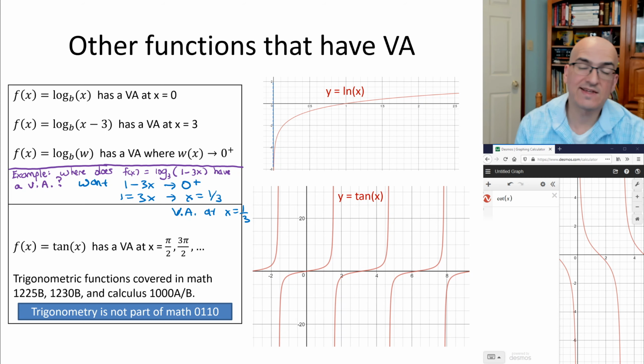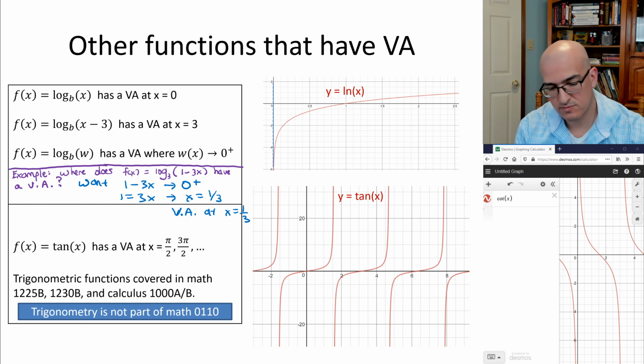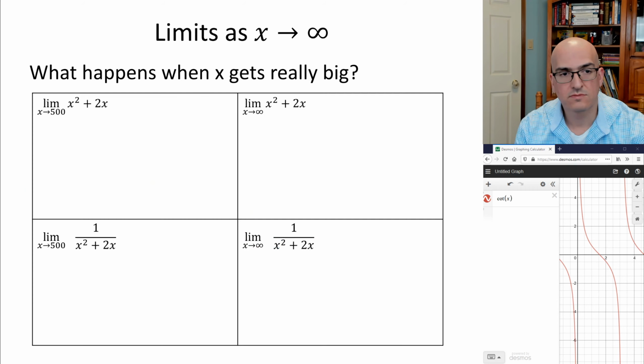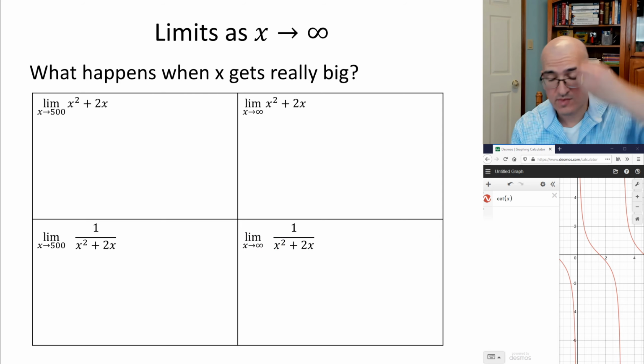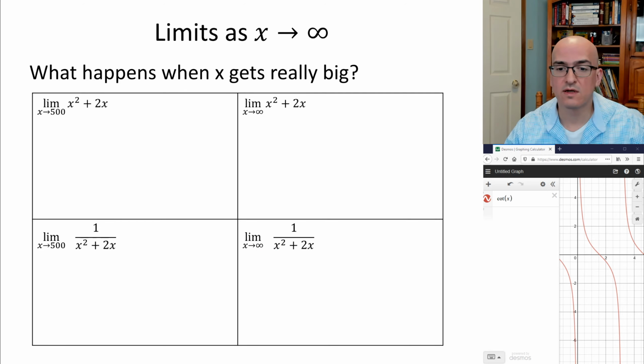Basically set the inside equal to 0 and make sure that at least to one side of that number, the log function is going to be 0 plus. It has to be positive. Okay, so that's part 1 of this section. I'll talk about infinite limits in the next video.